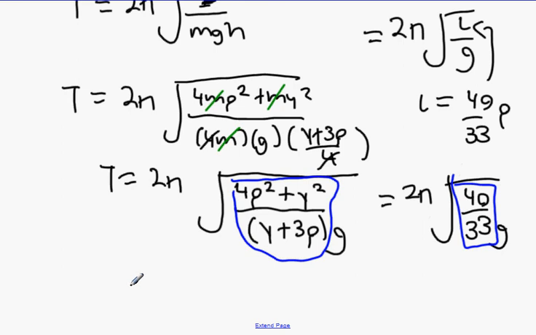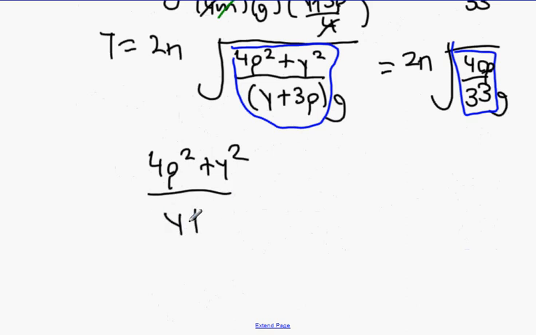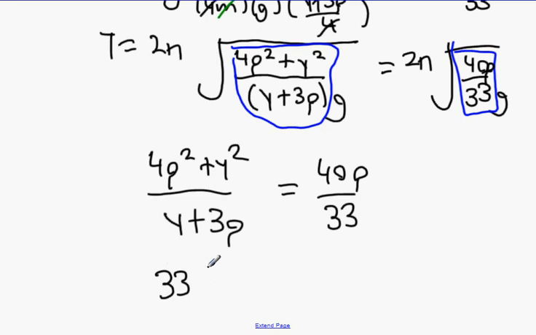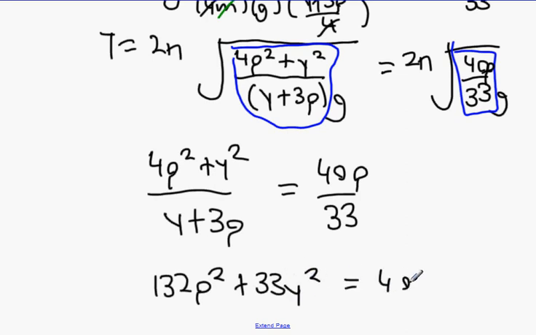So what we can next say is 4p squared plus y squared all over y plus 3p ends up to be equal to 40p over 33. Let's cross multiply and see what happens. Okay, so we're going to get 33 times... What's 4 times 33? 132p squared plus 33y squared equals 40py plus 120p squared.